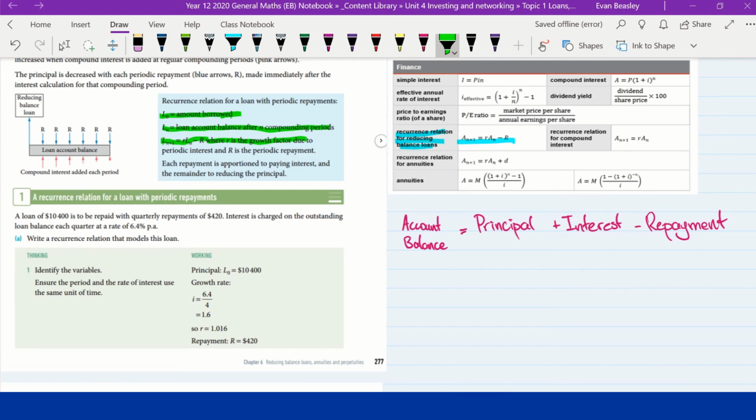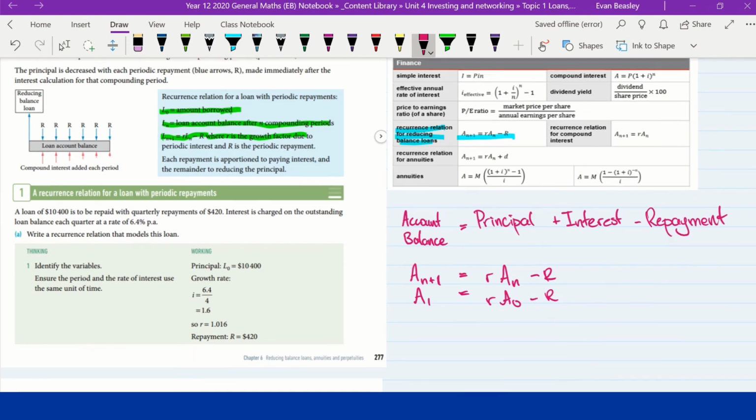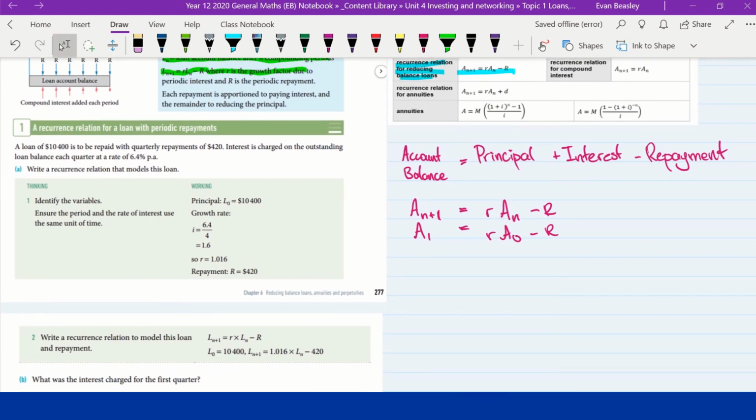Let's see what this means. We'll go with this one here: A N plus 1 equals the growth rate times A, minus R. After the first period, for example, that would just be the growth rate times A0, minus R. So let's have a look at this example. Our A0, remember, will be our principal, and our repayment will be given to us in our question. With the principal, we'll have to determine the growth rate.